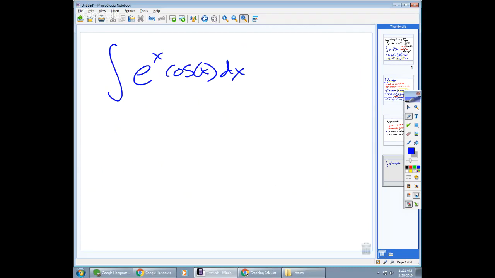All right, this one. Suggestions for u and dv? I feel like it doesn't matter both ways. Yeah, it turns out it doesn't matter in this case. So I'm going to go with kind of an order we did before. I'm going to let u equal e to the x, and I'm going to let dv equal cosine of x dx.